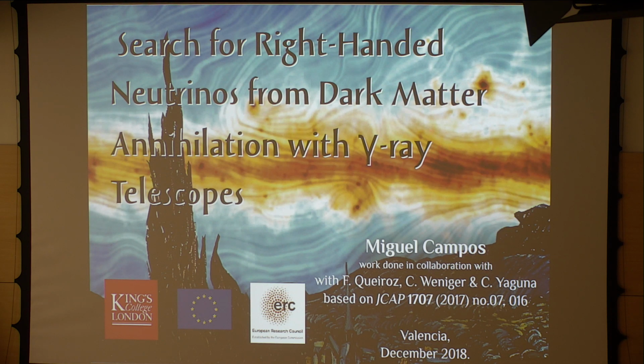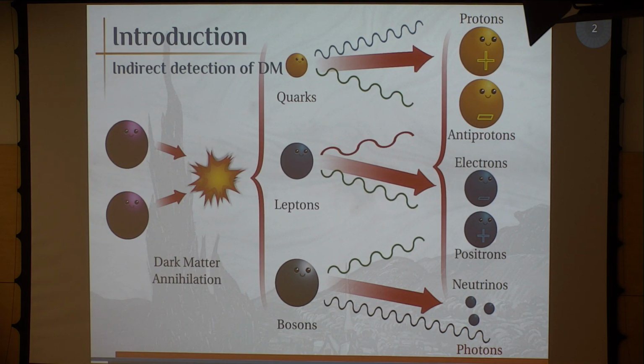As I'm going to use these gamma ray telescopes, I think it's in order to introduce very briefly indirect detection of dark matter, which is based on the following assumption. In regions of the universe where you expect dark matter to be highly abundant, annihilation processes should take place that generate standard model particles like quarks, leptons, and bosons that then travel the interstellar medium and reach us converted as protons, antiprotons, electrons, positrons, neutrinos, and photons.